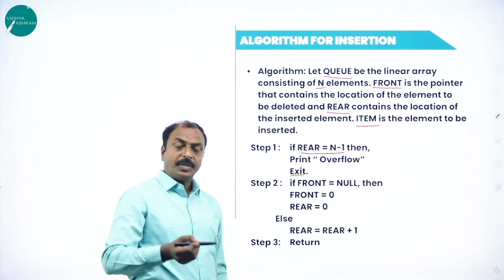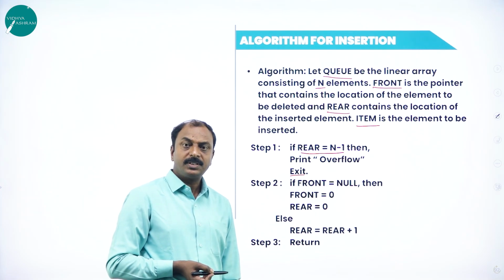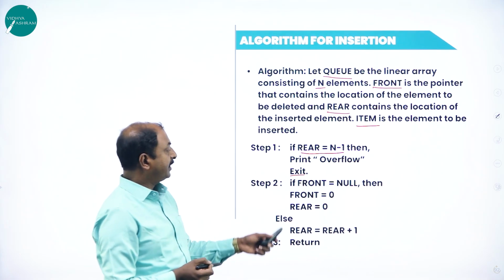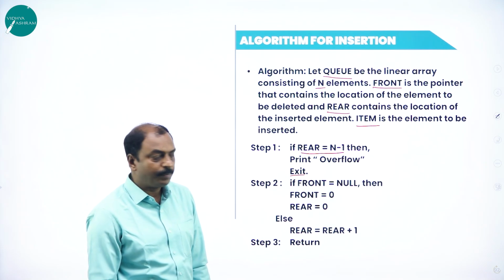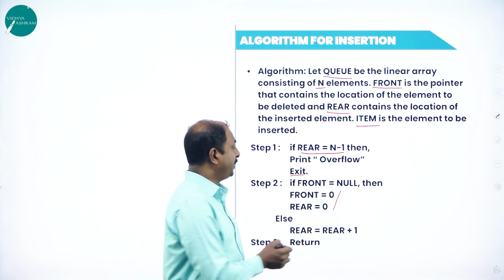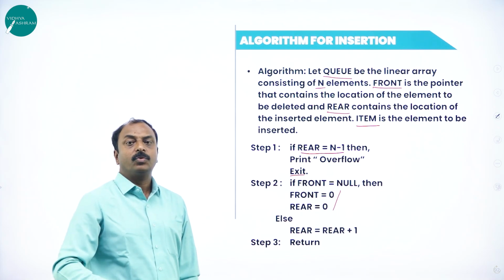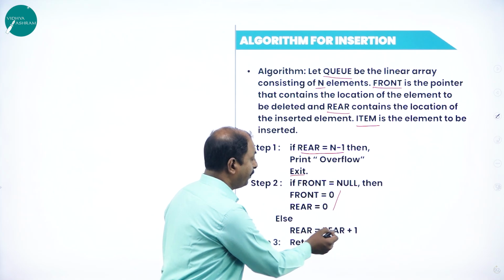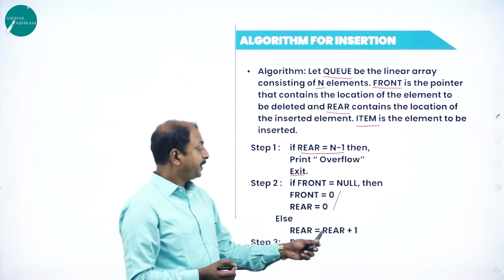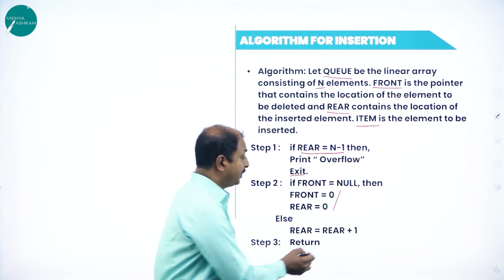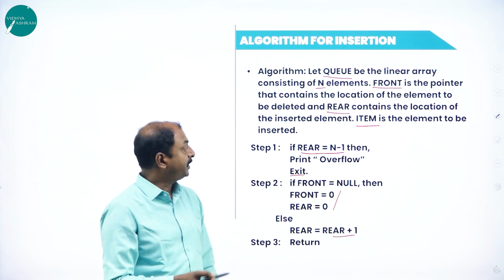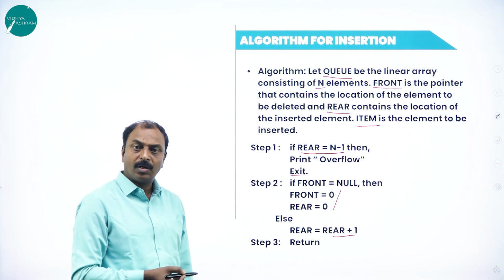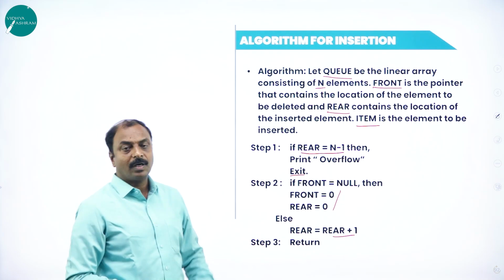Now if you want to insert one more element to this queue, then rear equals rear plus 1. At the beginning, when the queue is empty, these two point to 0. And if you want to insert one more data item, we have to increment the rear pointer by plus 1. Once we increment the rear pointer by plus 1, this is the place where we can insert the new data item. So this is the logic or algorithm for the insertion operation.